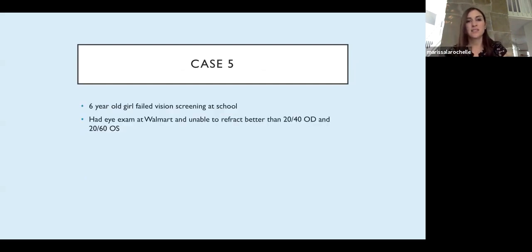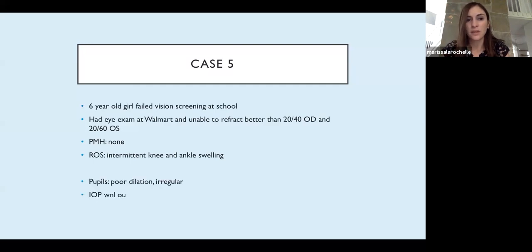Our next case is a 6-year-old girl. She comes in your office because she failed vision screening at school, and then the parents took her to an optometrist at Walmart, and they couldn't refract her to better than 20/40 and 20/60. So now she ends up in your office. Past medical history is unremarkable, but mom does mention that she has a little bit of knee swelling and ankle swelling at times. She has poor dilation and irregular pupils, but a normal pressure in both eyes.